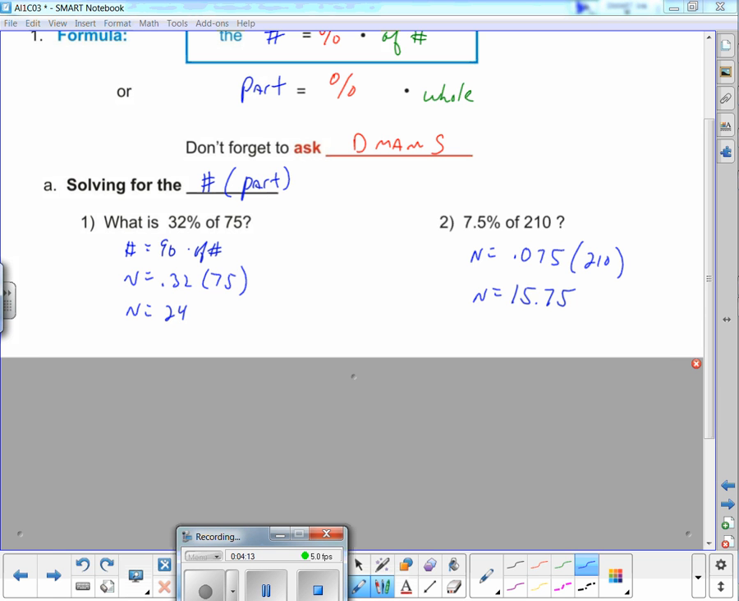Does DeMams like your answer? Does she like it? Are you sure? Can't tell? What's 10% of 210? 21, right? Can you do that in your head? 10% of 210 is 21. So I better be less than 21 because I'm at 7.5%, and I am 15.75. DeMams likes that answer. How many got that correct? Whoa, what happened there? 0.075 times 210. Punch the numbers. Questions on that? Must have been the 0.075, huh?